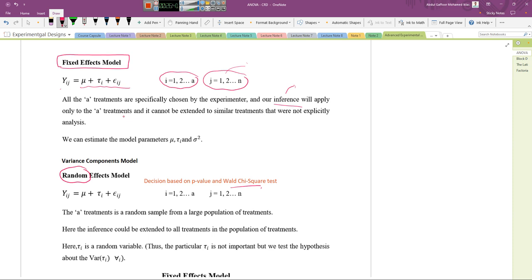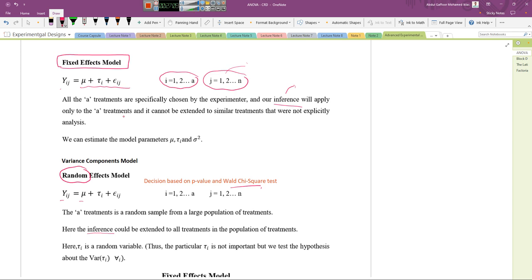Now you can see here the statistical model. The statistical model for both the fixed effect model and the random effect model is the same. Here Yij is equal to mu plus tau i plus epsilon ij. Here the number of treatments is a random sample from a large population of treatments. Here the inference we make about the population could be extended to all treatments in the population of treatments.